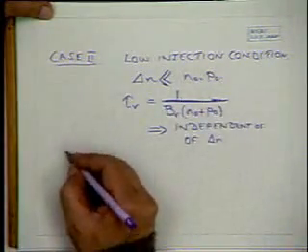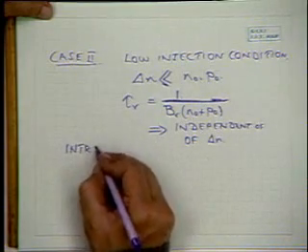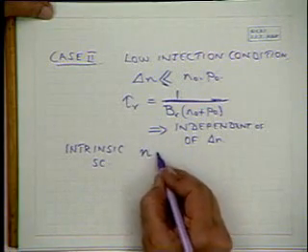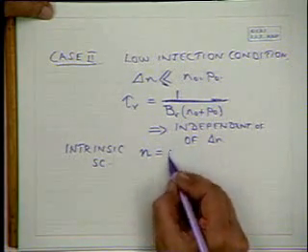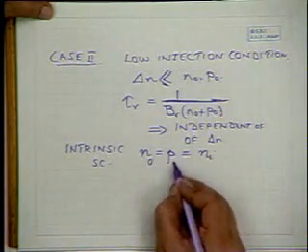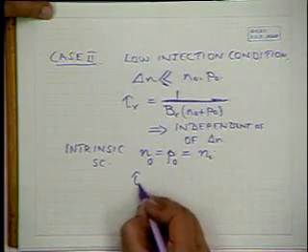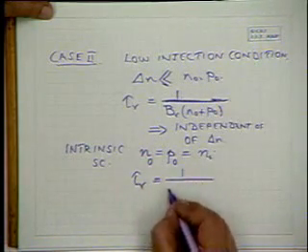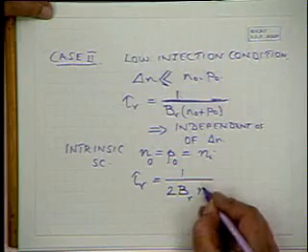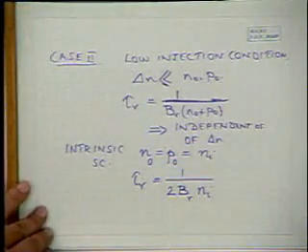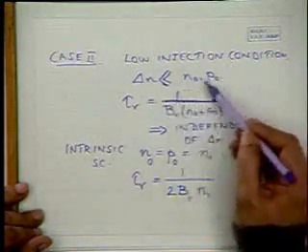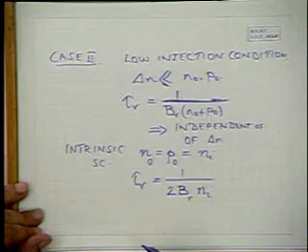We can have a special case for intrinsic semiconductors, when N0 is equal to P0 is equal to Ni. So in this case, tau R is simply 2 by BR Ni. This is the case of low injection when delta N is much less than N0 plus P0.